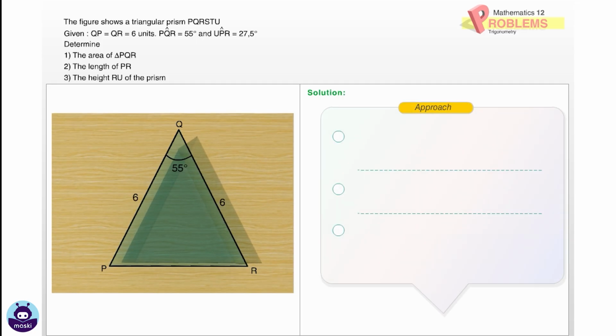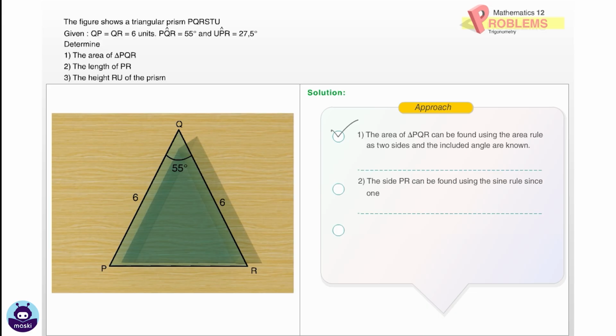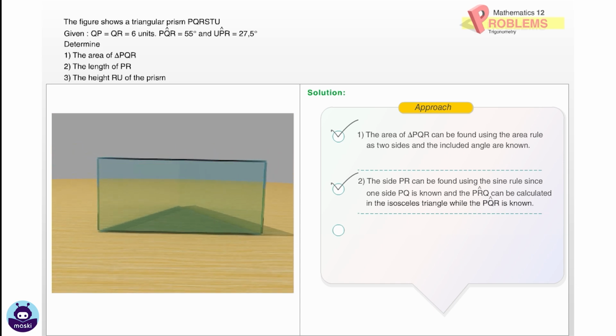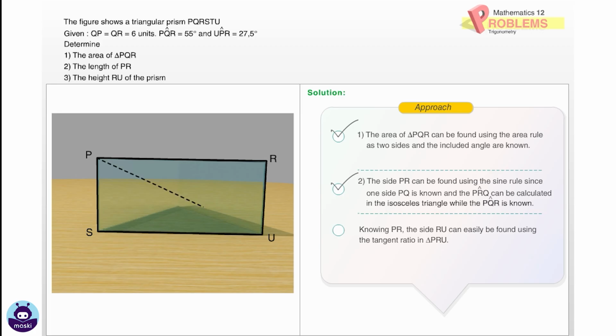Solution. Approach. The area of triangle PQR can be found using the area rule, as two sides and the included angle are known. The side PR can be found using the sine rule, since one side PQ is known, and the angle PRQ can be calculated in the isosceles triangle while the angle PQR is known. Knowing PR, the side RU can easily be found using the tangent ratio in triangle PRU.